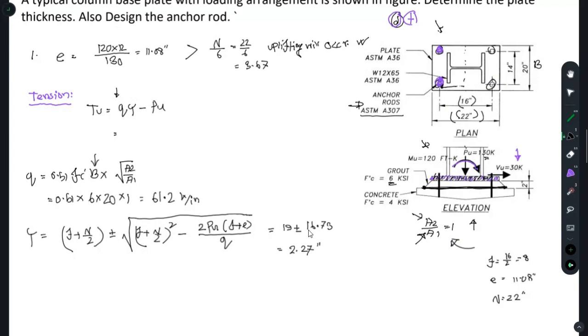So you'll get a value of 2.27 inch. So now you can find out the value of tension. So how do you find the value of tension? You have a Q value of 61.2, and you have a Y value of 2.27, and you have a vertical load of 130. So from there, you will get a value of, let me calculate, 8.92 K.